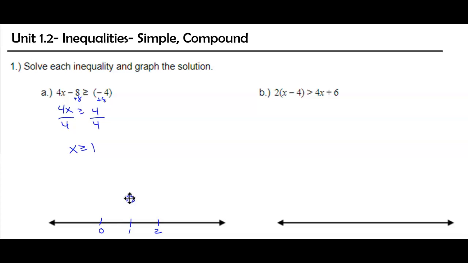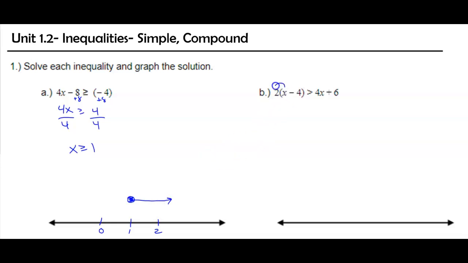But what we're going to do is go over to where 1 is. We're going to fill in this dot and make it a closed dot because this says greater than or equal to 1. And then I'm going to draw an arrow to the right indicating that any value greater than or equal to that value of 1 makes that a true statement.